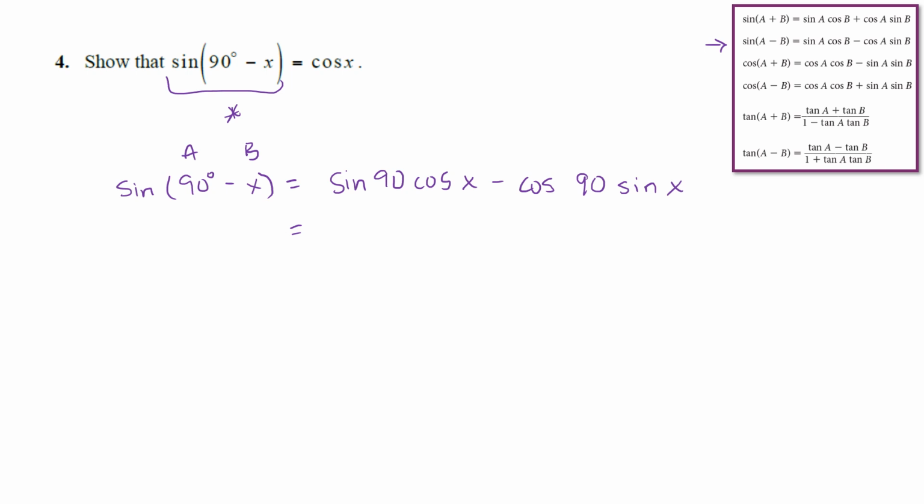Now the sine of 90 degrees is 1, and then we have cosine x, minus the cosine of 90 degrees, which is 0, and we have sine x. Now anything times 0 is 0, so this term is canceled, leaving us with 1 times cosine x, which is just cosine x. And so we have now proved that the sine of 90 minus x is equal to cosine x.